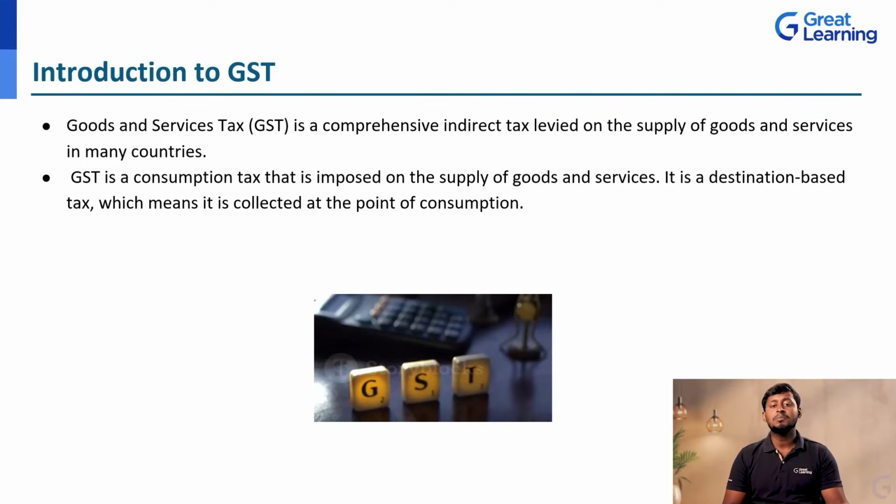GST is a consumption tax imposed on the supply of goods and services. It's a destination based tax, which means it is collected at the point of consumption. I already gave the example: if I order something in the hotel, only then am I going to pay this 18%, 8% or 28% GST. That is the reason we call GST consumption based taxation. At the point of consumption only, we pay tax to the shopkeeper.